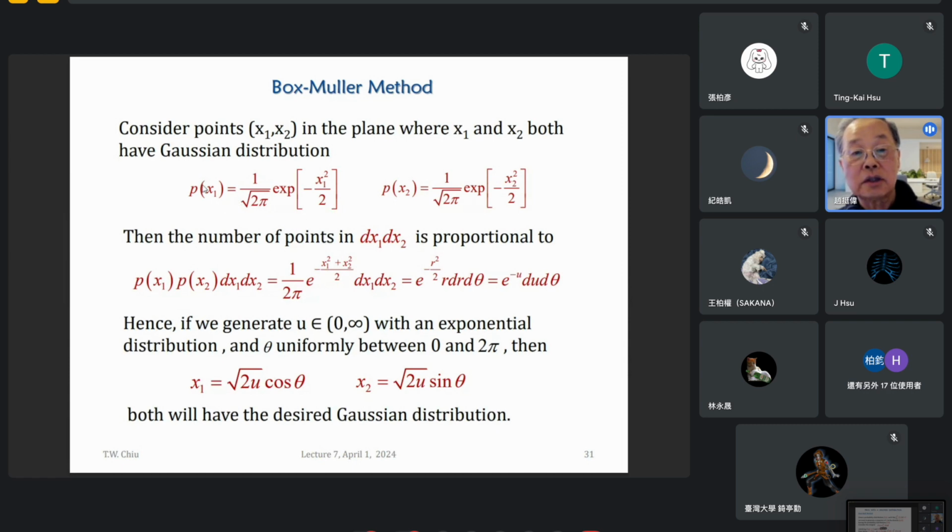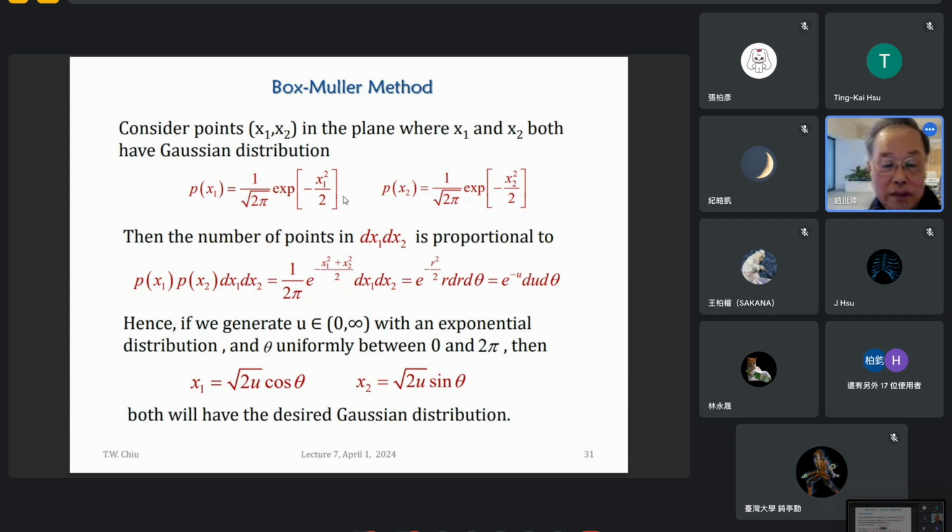So this is x1, with such a probability distribution. x2 also has the Gaussian distribution, with the center at 0 and sigma equal to 1. This is the simplest case.